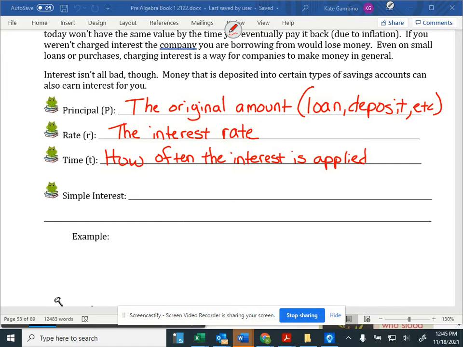Simple interest is interest that's charged on the principal only. Sometimes they'll charge you on the whole thing, so the principal and the interest that's already accrued. But the simple interest is interest charged on the principal only, not any interest that you've accrued.